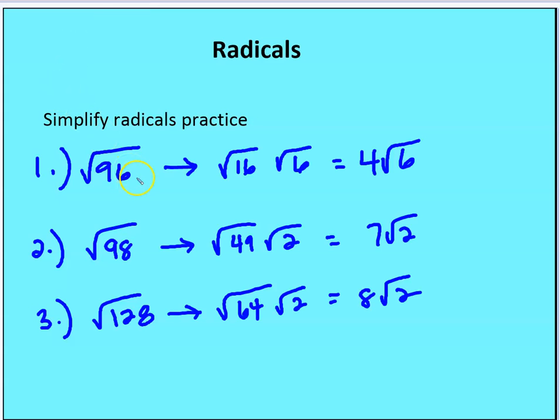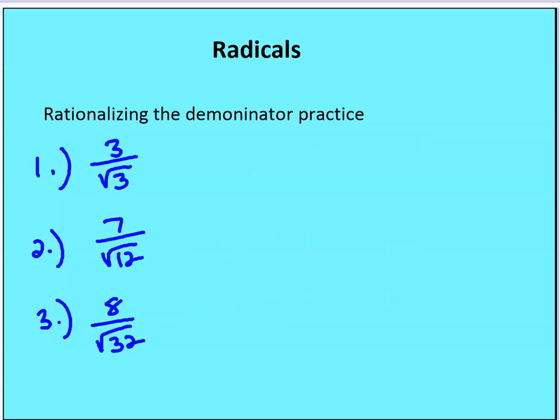All right, so I'm going to find perfect squares as factors. Square root of 16 times the square root of 6, that's 4 root 6. Square root of 98 is square root of 49 times the square root of 2. Square root of 49 is 7, so 7 times root 2. Square root of 128 is equal to the square root of 64 times the square root of 2. That's 8 root 2.